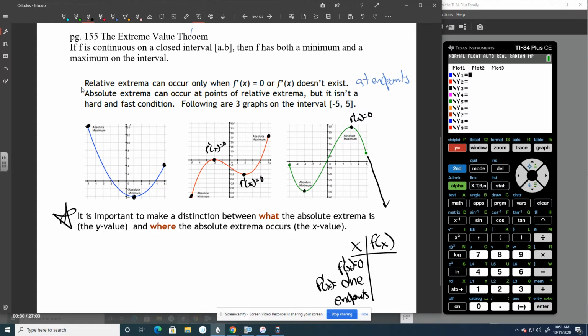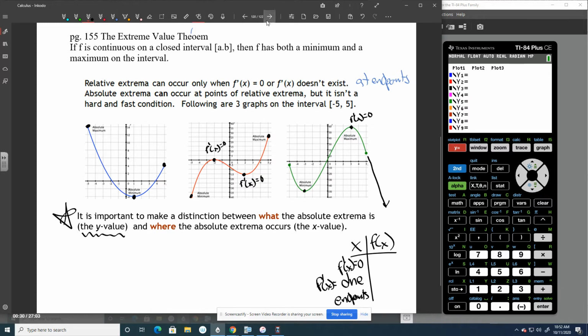So now be careful. There's a note right here. It's one to keep in mind when you're reading the language of the question. You've got to make a distinction between what the absolute extrema is. So the absolute extrema is a y value. It's the absolute maximum on the graph. That's the y value. Where the absolute extrema happens is the x value. So you've got to be careful reading the question. Sometimes it will ask you where the absolute extrema is, where it happens. And other times it'll ask you what the absolute extrema value is. So you've got to make that distinction. Be careful with the language there.